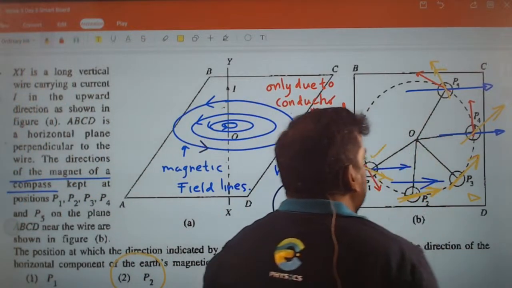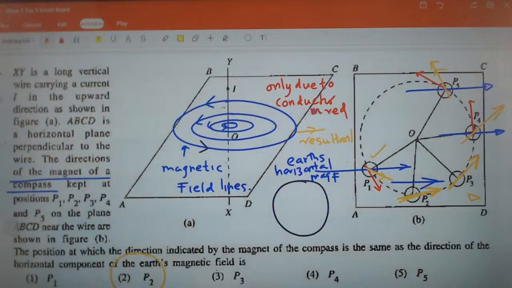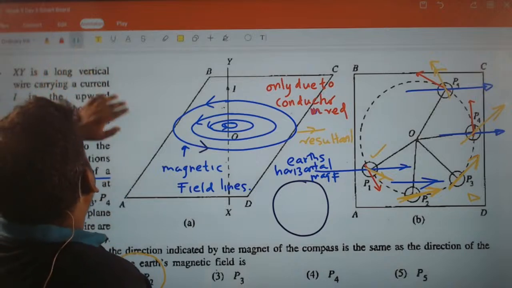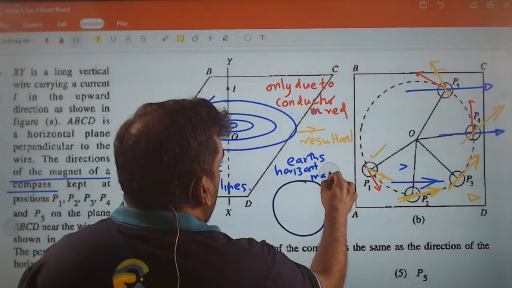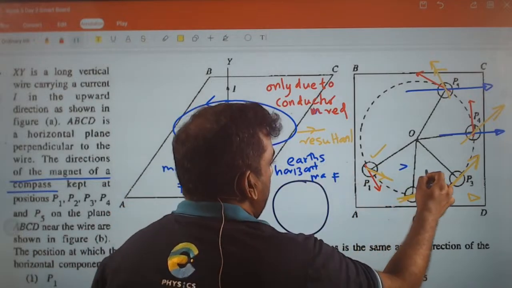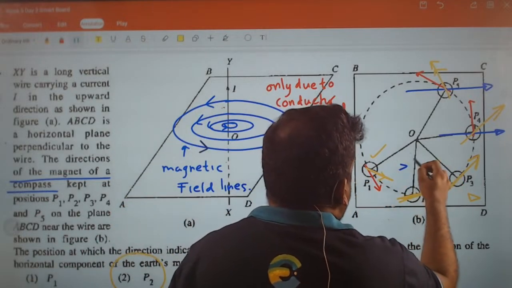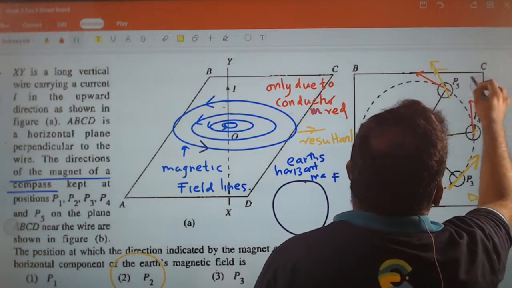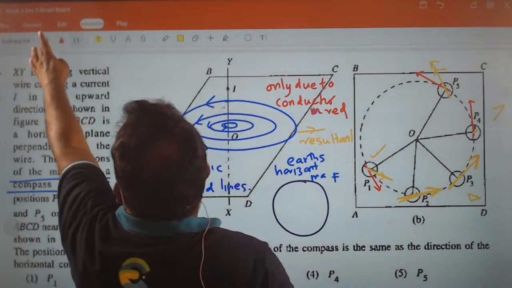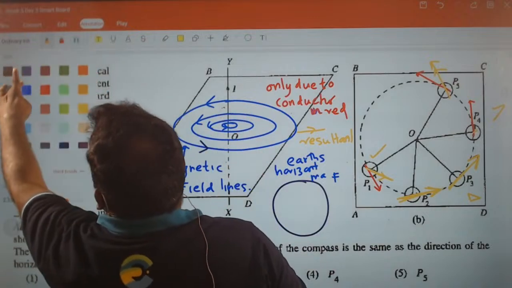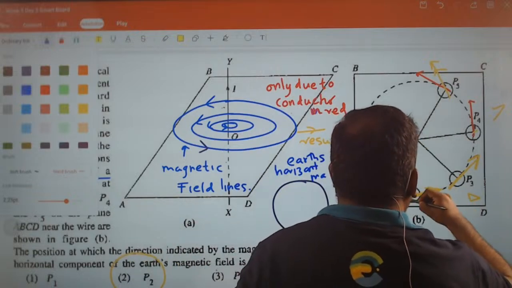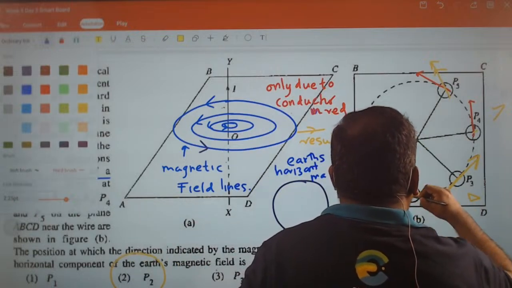Right. Resultant tangent means, what can you say? Earth's horizontal magnetic field is parallel to it. So right, what do you mean by parallel? What do you mean by parallel? Parallel is not this way, even though I have drawn it. Parallel is somewhere here. So parallel is going to be this way.